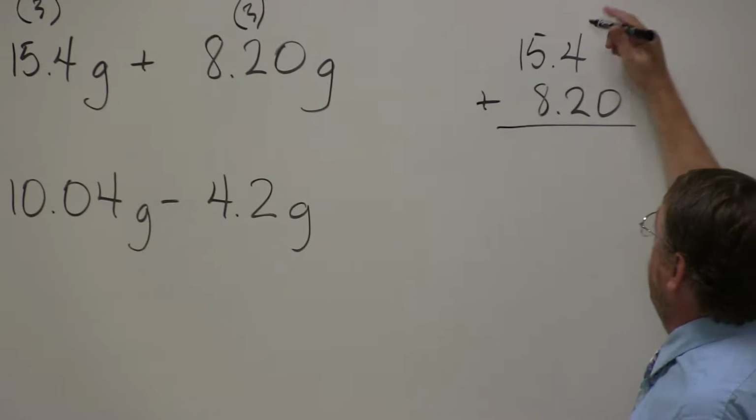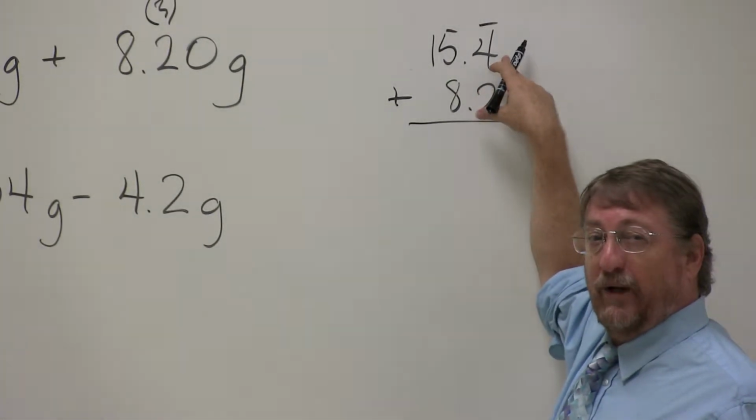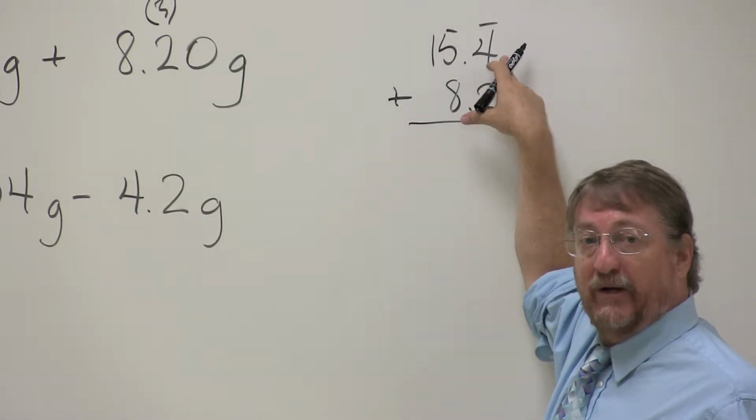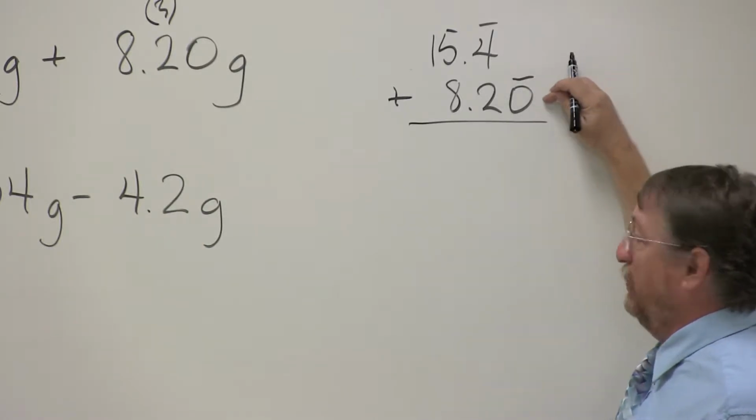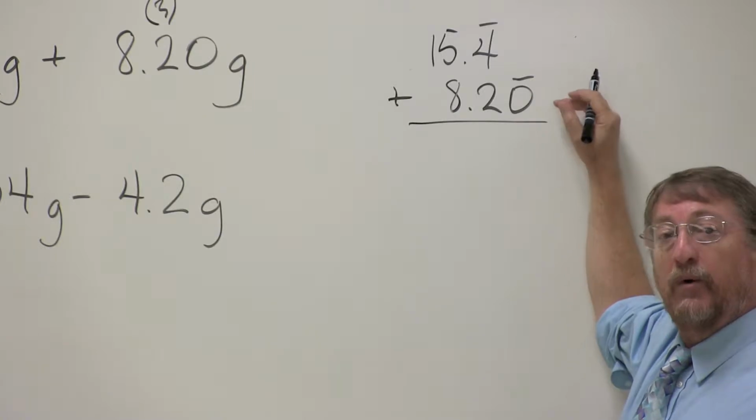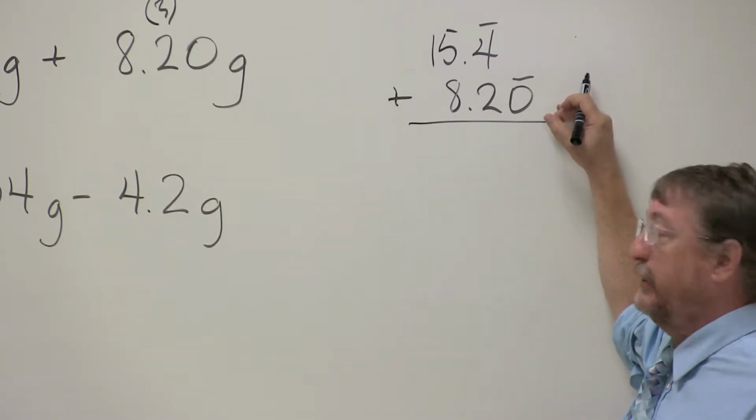So in this case, my uncertainty is on this 4. Maybe this 4 is really a 3, maybe it's a 5. We're not certain because the last digit of any measurement is uncertain. The uncertainty in this data point is the 0. Maybe it's a 1, maybe it's a 9. We're not sure. But we are sure it's not a 5 or 6. And that's the information that's given to us.